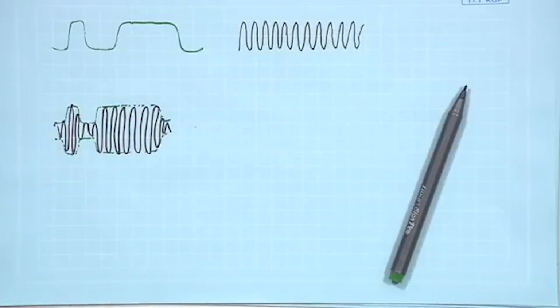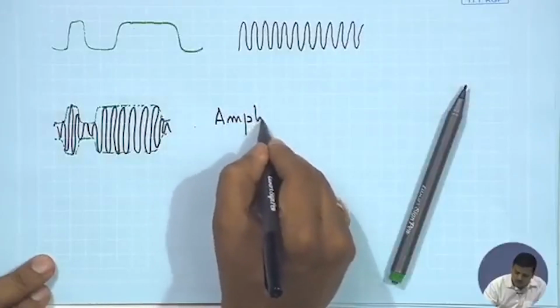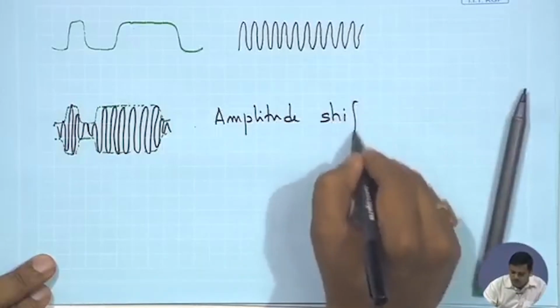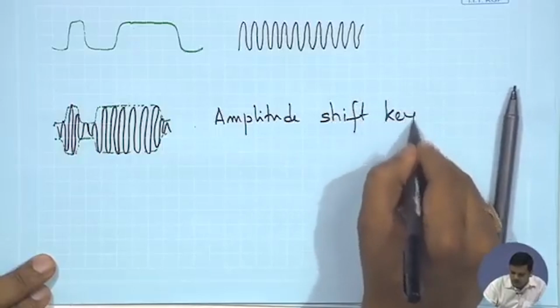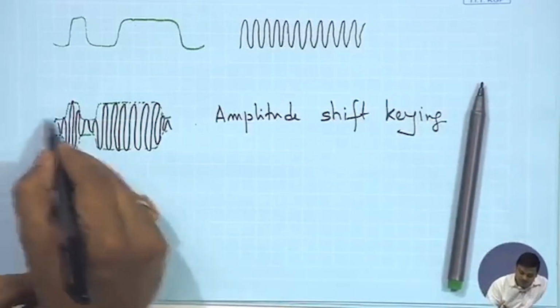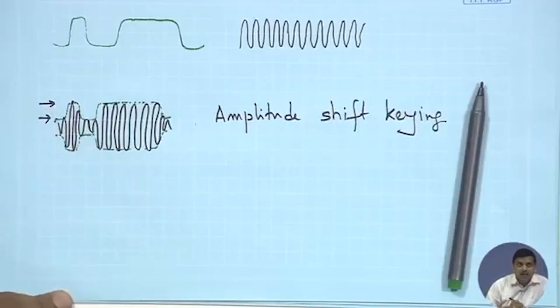So this is no different than amplitude shift keying. What it says is that you shift the amplitude from one level to another level. That means if I choose between two amplitude levels and I send it, I actually get a digital communication waveform.